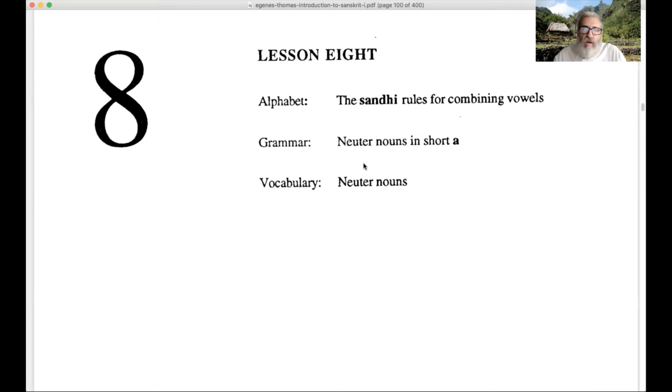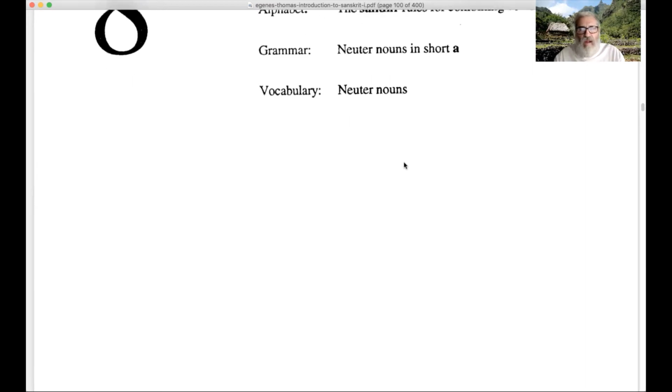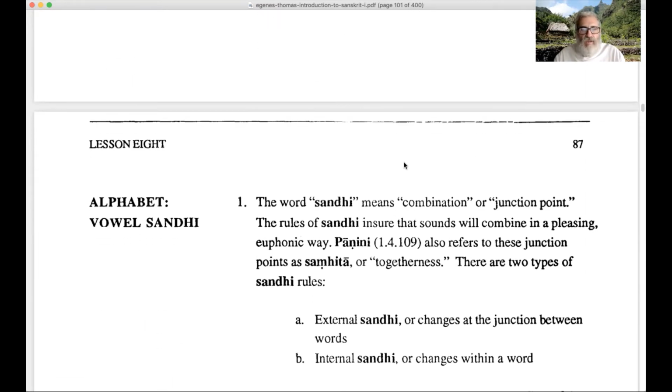Now that we've learned Akaranta Pumlinga, A-ending masculine nouns, we're going to learn neuter nouns ending in short A. So we know masculine nouns ending in short A. Now we're going to learn neuter nouns. Everything that we learned so far, all the case endings and all the number endings, we're now going to learn in this lesson for neuter nouns. They're very similar, so we shouldn't have too much problem with them.